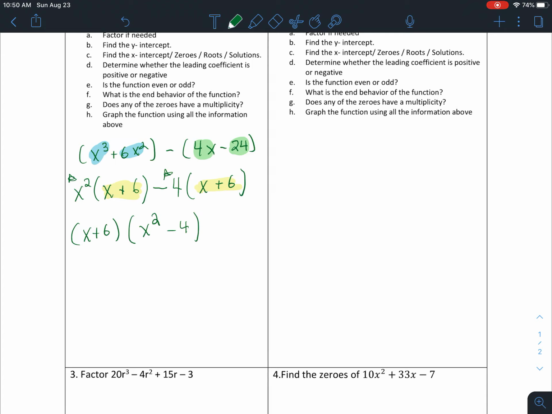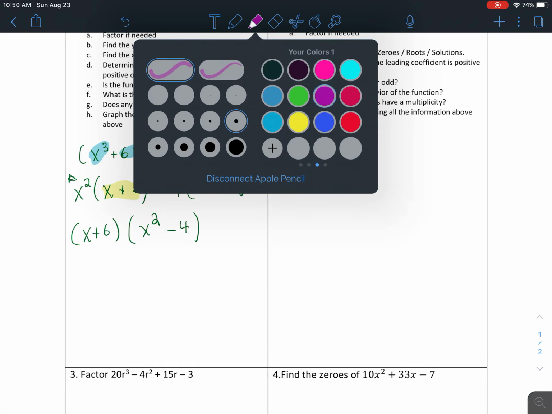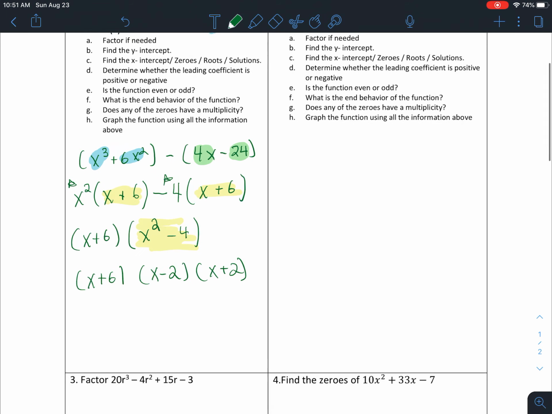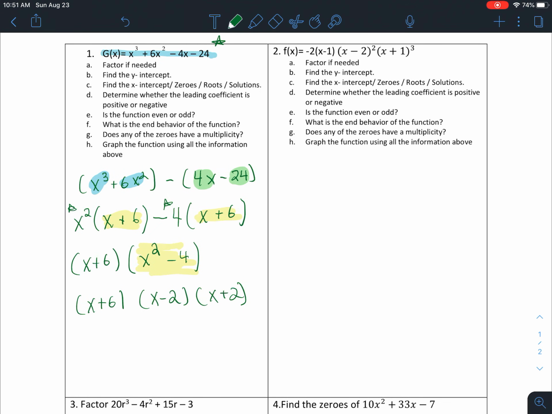And then the next question we ask ourselves is, can we factor it any further? So if you see this, I hope that you see that as a difference of perfect squares. So I can do x minus 2 and x plus 2. Because -2 times 2 is -4, and -2 plus 2 is 0 in the middle. So remember that is a difference of perfect squares. So when we factor this all the way down, this is what we get.